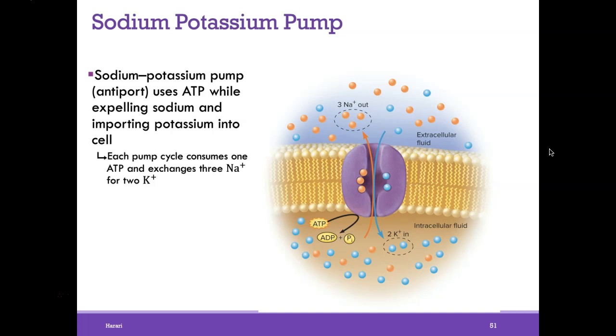Each pump cycle consumes one ATP, so one ATP is used, and it pumps 3 sodiums out and gets 2 potassiums in. This is incredibly important because our cells need to have a potassium concentration higher on the inside and a sodium concentration lower on the inside relative to the outside.